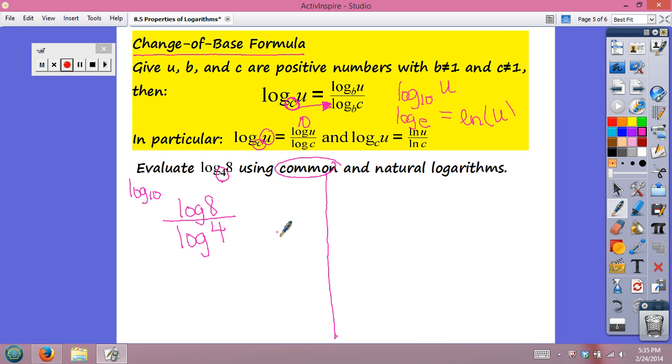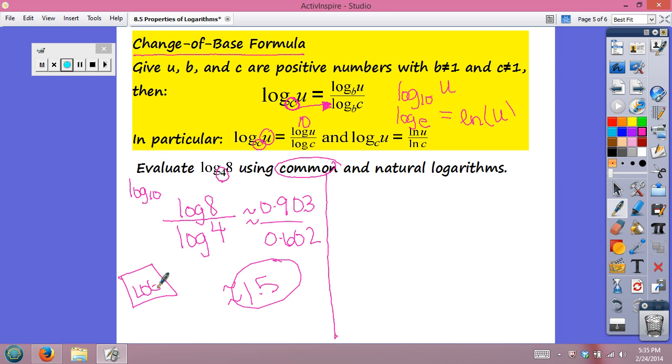So we get approximately 0.903 on the top and 0.602 on the bottom, and that will give us about 1.5. So remember, you want to take the common log, change the base to 10, and evaluate. Plug that into your calculator. Looks something like this. Okay?